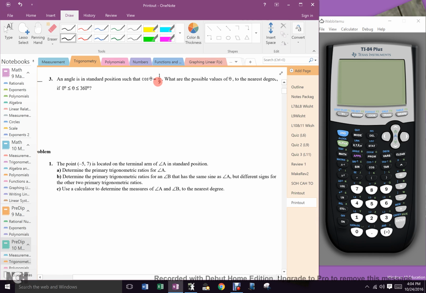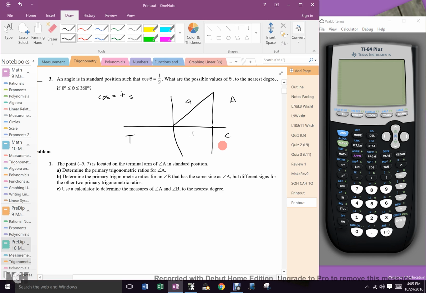An angle is in standard position such that cos is 1 over 9. So, cos is positive, so it has to be in CAST. It has to be over here, and it's 1 over 9. So there's my 9, there's 1.